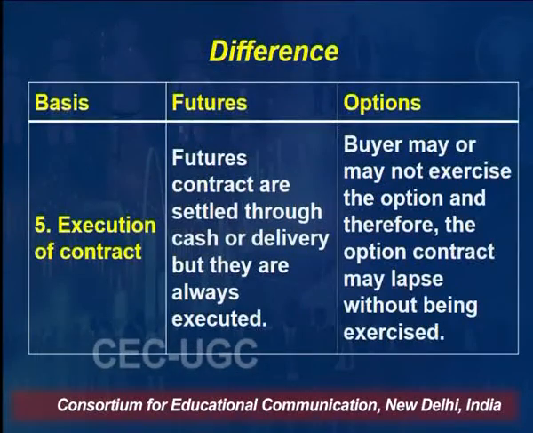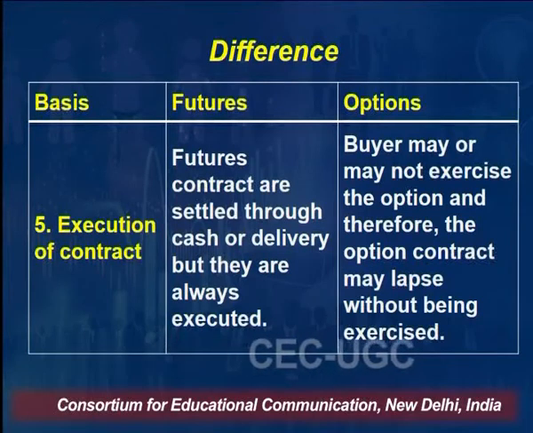Execution of contract. Future contracts are settled through cash or delivery, but they are always executed. Practically speaking, they are not executed by physical delivery of stocks or physical delivery of metals, but through price settlement, the difference in the price. By and large, through paying the difference in the price, the contracts are settled.